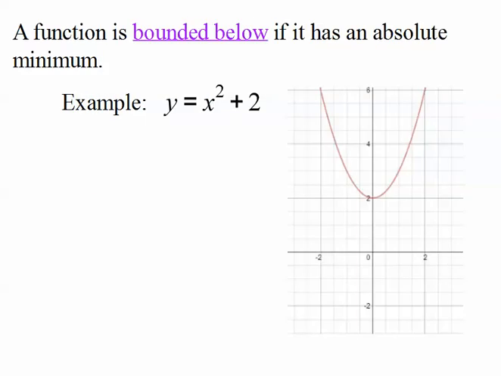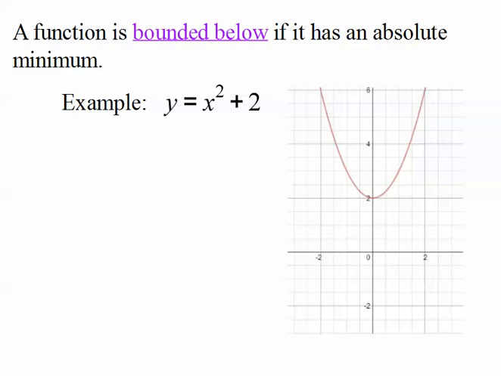Okay, so let's look at the first one. A function is bounded below if it has an absolute minimum. So I've got here the function y equals x squared plus 2, and we can see in its graph that it has an absolute minimum where y is 2, meaning it never goes below that point. That's what we call a function that is bounded below. It has a lowest value that the graph never goes below.